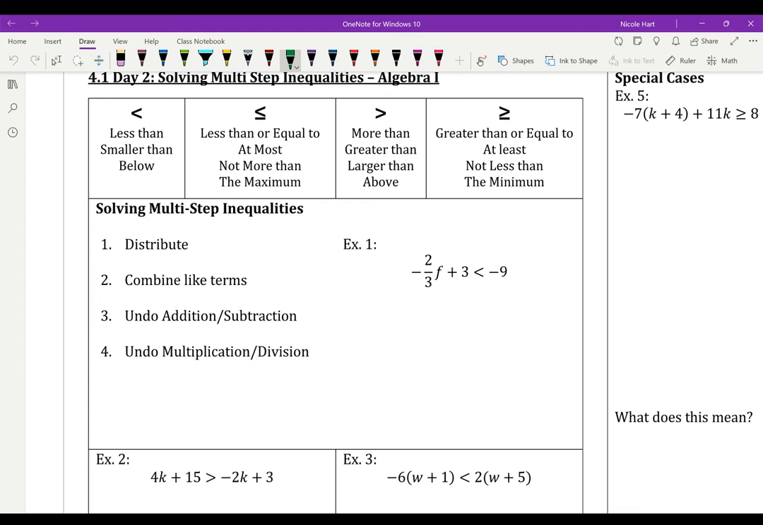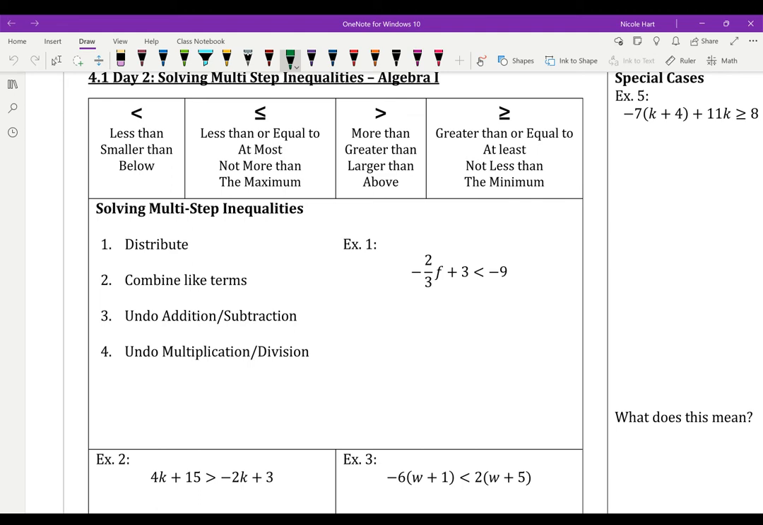Just like if we were solving something with an equal sign and solving for x, we're going to follow the same basic steps. We're going to distribute if we have parentheses, combine our like terms that are on the same side of the inequality symbol, undo addition and subtraction, and then undo multiplication and division.